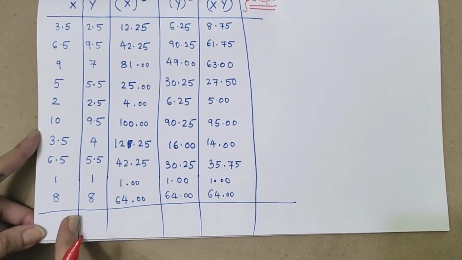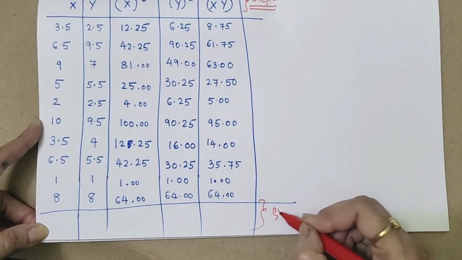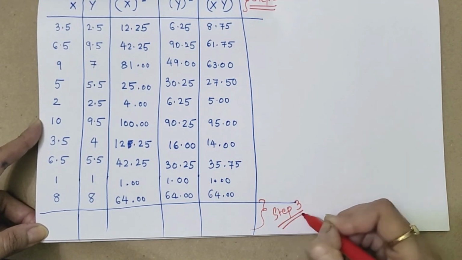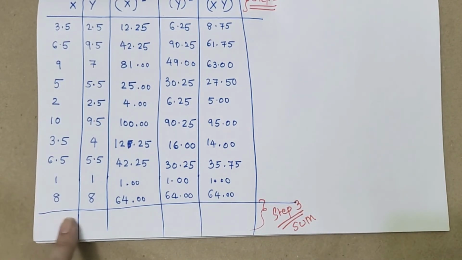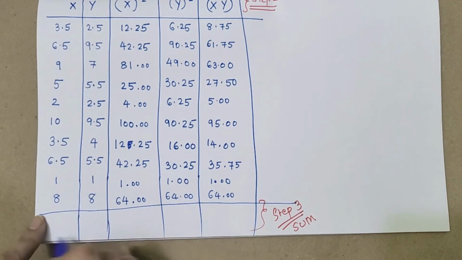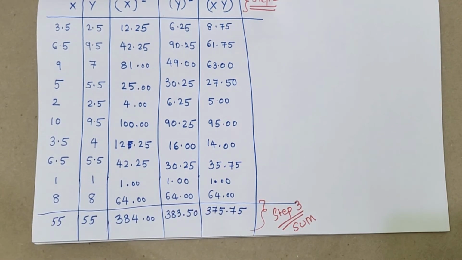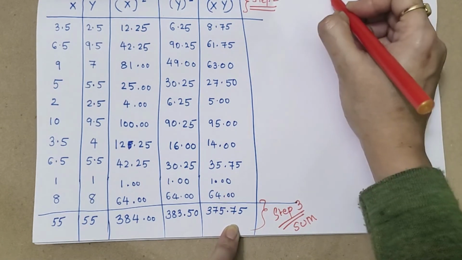Now comes your step 3, that is the summation of all. So this is step 3, summation. Now just total all the columns. Just total them up and write the totals here. So I have written all the totals here. Now let's move on to step 4, that is the formula.